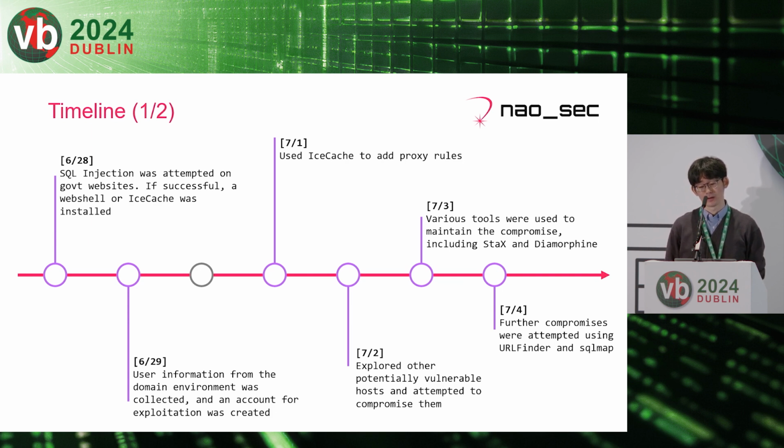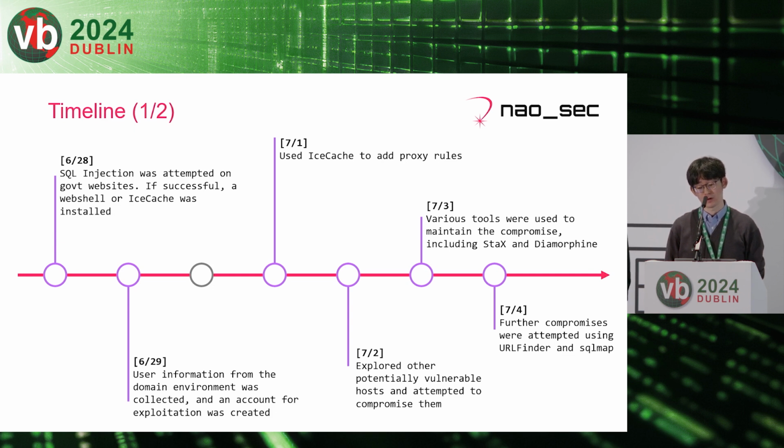On day 3, which was Sunday, they did not perform any actions. It seems the attacker does not work on Sundays. On day 4, they used IcePeony malware to configure proxy rules. We will explain this in more detail later.